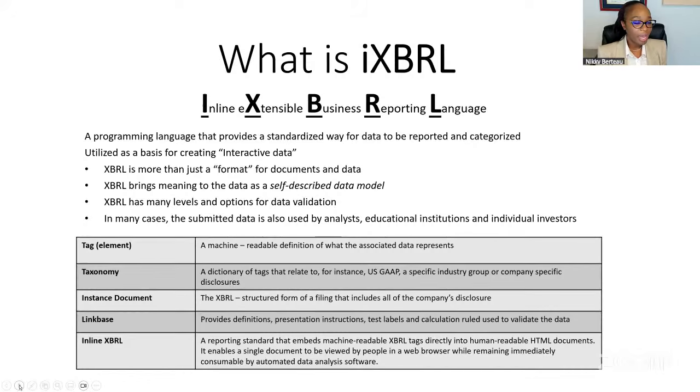We provided a few key terms here that should be quite helpful. The first is a tag or element. This is the machine readable definition associated with a reported fact. Then we have a taxonomy. This is the dictionary, we'll call it, of reporting concepts. And you have an instance document. This is the structured filing itself, like, for example, the actual S-1 filing.